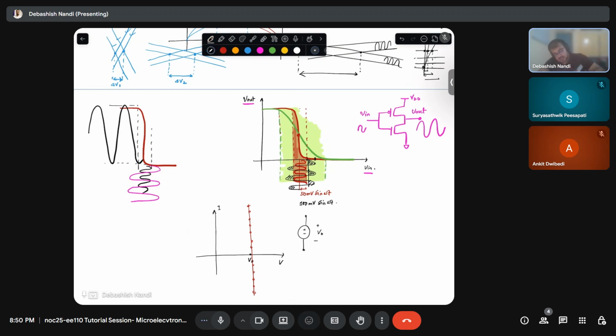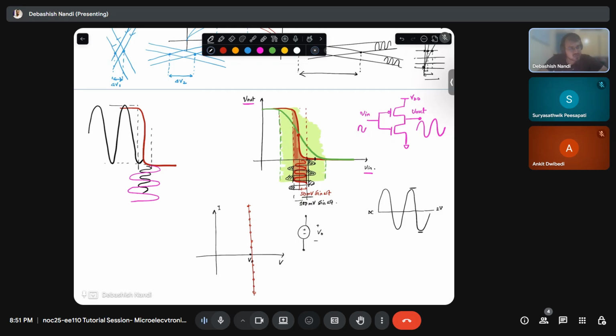Voltage swing is, across a DC value, how large your voltage can swing. For example, if this is your 2 volt, and let's say this is the maximum room possible, what is the voltage swing maximum possible? It is 50 millivolt peak to peak. That means if you increase your signal more than 50 millivolt, your signal will get clipped. Clipped means some portion of the signal will get lost. The high magnitude signal will be lost.